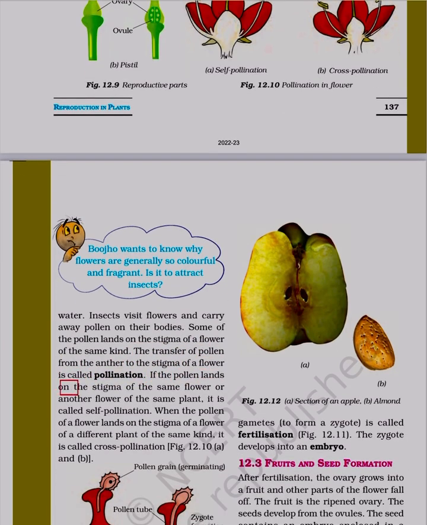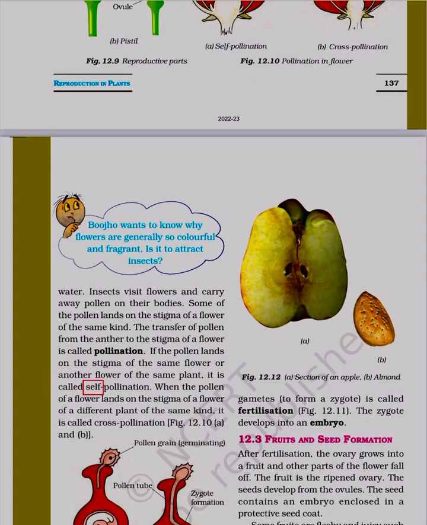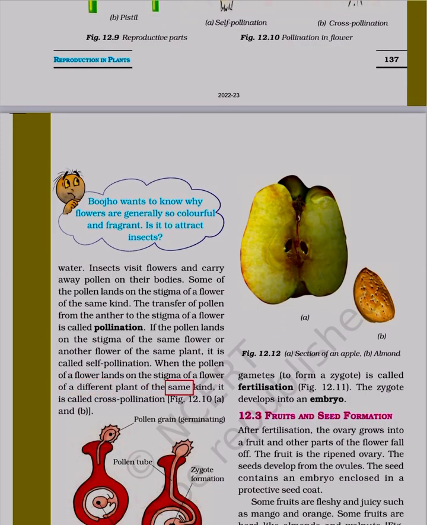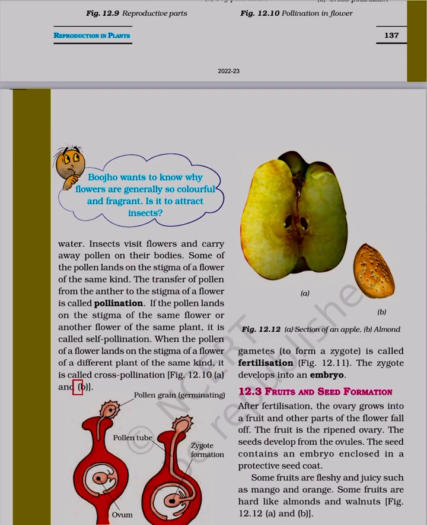If the pollen lands on the stigma of the same flower or another flower of the same plant, it is called self-pollination. When the pollen of a flower lands on the stigma of a flower of a different plant of the same kind, it is called cross-pollination. Figure 12.10, A and B.